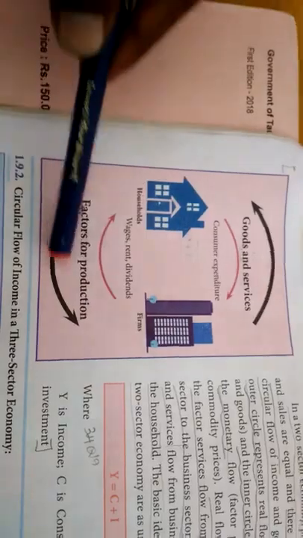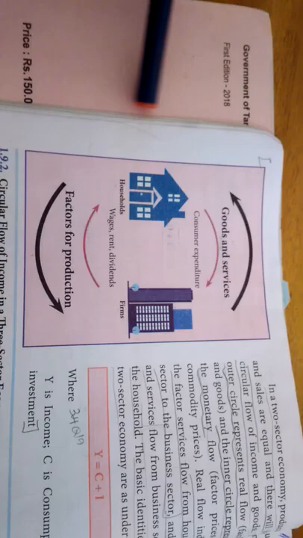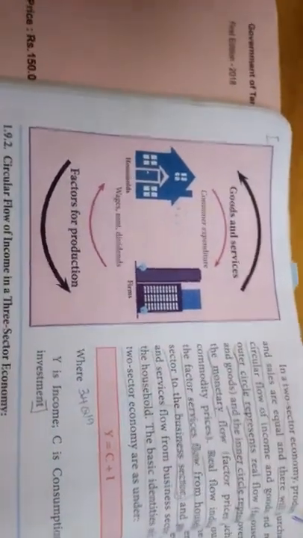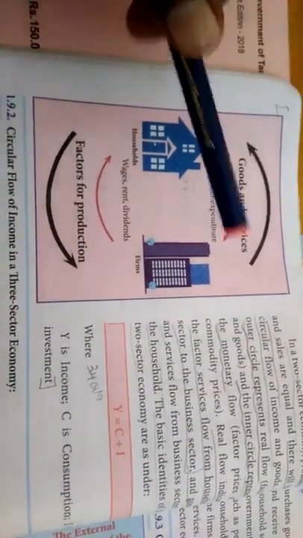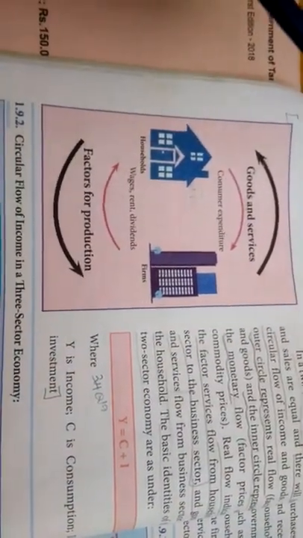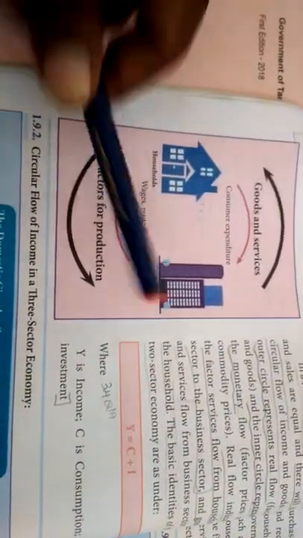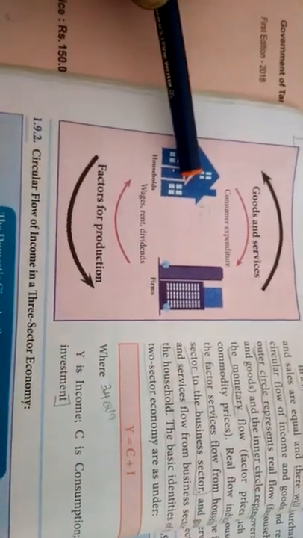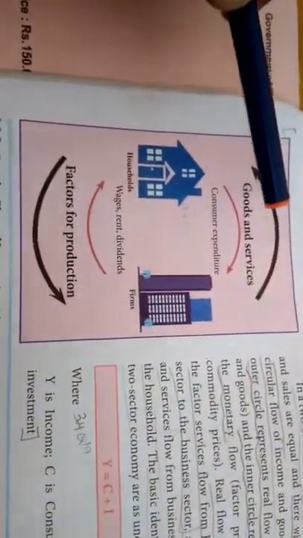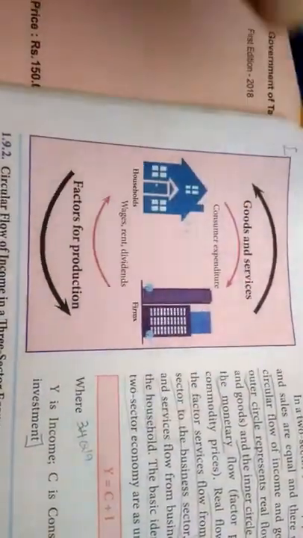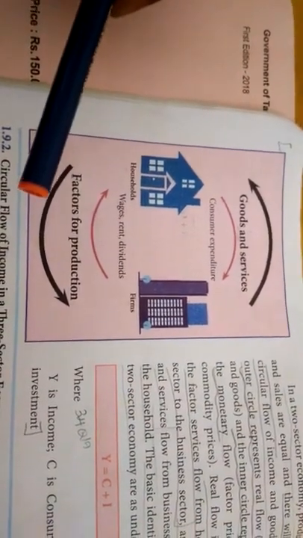Here the outer circle, the goods and services and the factors of production, is called the real flow. Real flow means the goods and services and the factors of production are the basis for both sectors, household sector and firms. The basic need of the firm is factors of production, and the basic need of the household sector is goods and services. So this outer circle is called the real flow.